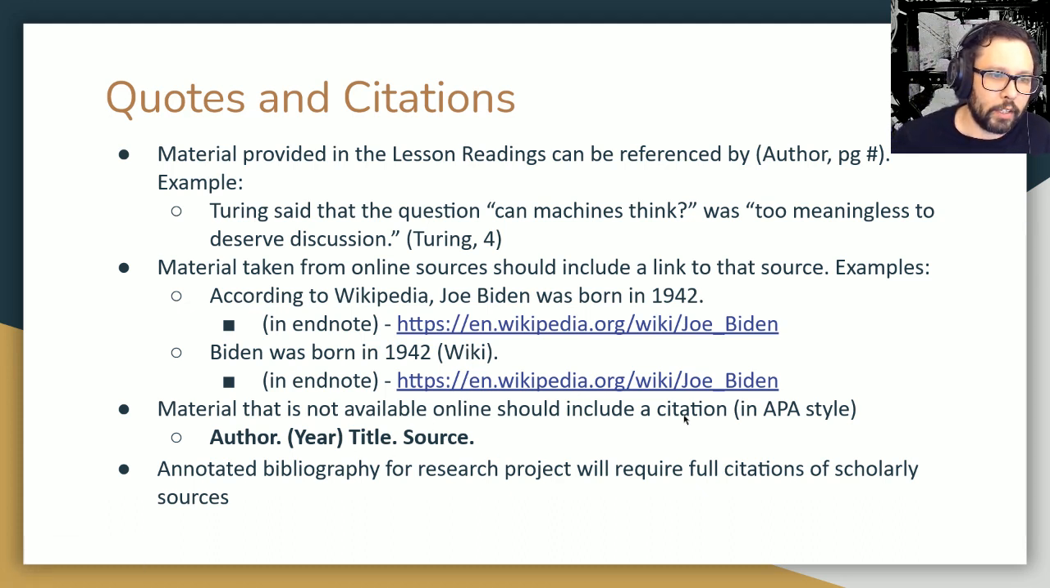So the APA style is the one where it's the author name first, and then the year in parentheses, and then the title of the work and the source, maybe the publisher or maybe the journal that it's in. This is maybe a rough outline of the APA style. If you want some different style, again, go ahead and use the style that you're comfortable with as long as you're consistent. But whatever style you use, it should have at least this much information. It should have the author's name, the year it was written, the title of the piece, and where it was published.